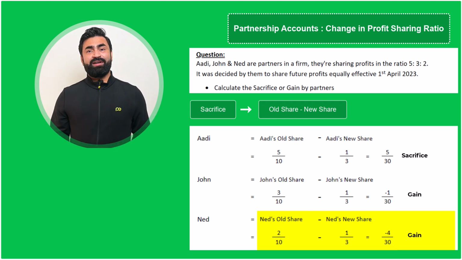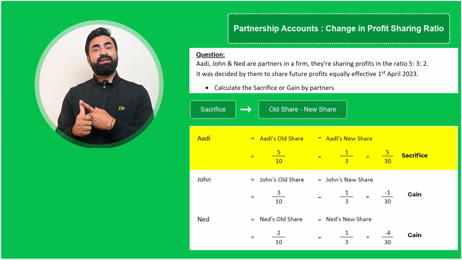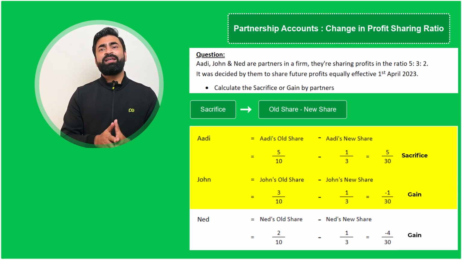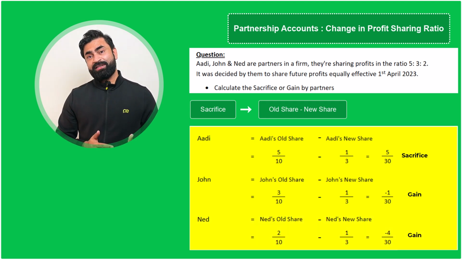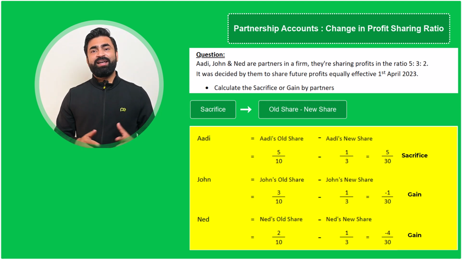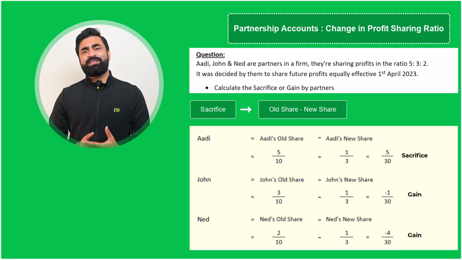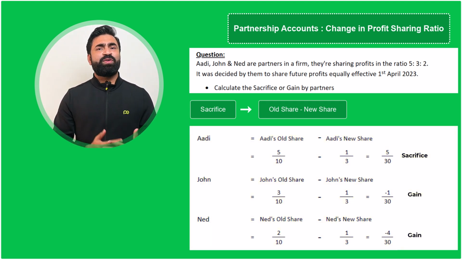So what do we have here? Adi is sacrificing 5/30 of his share. John is gaining 1/30 and Ned is gaining 4/30. So we have one partner who is sacrificing, we have two partners who are gaining. Okay? So that is the calculation of sacrifice or gain by the partners. Pretty straightforward and really simple when you do it.